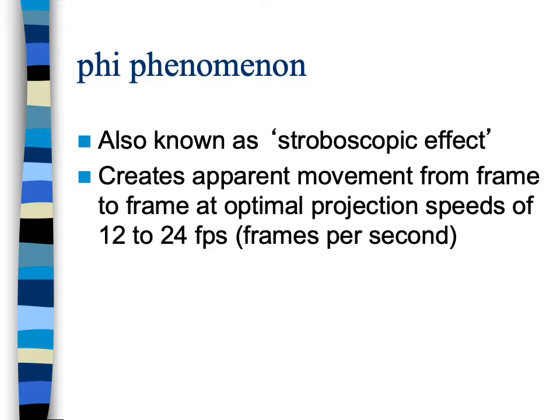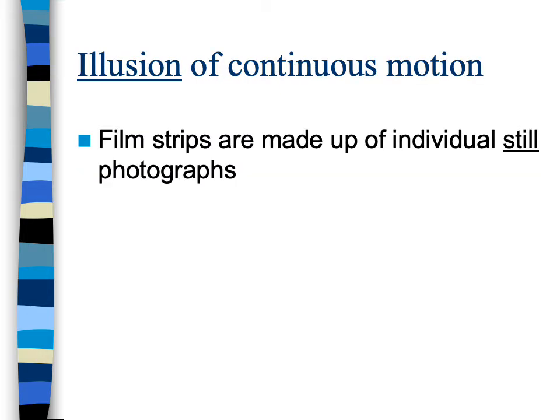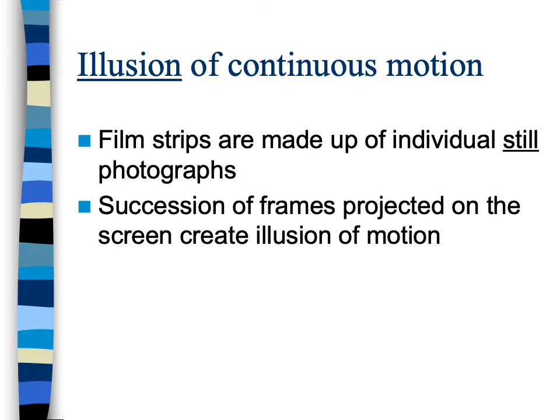Again, that creates an apparent movement from frame to frame at optimal projection speeds of 12 to 24 FPS, or frames per second. So film strips are made up of individual still photographs. It's an illusion of continuous motion that you're seeing. Okay? It's not really one flowing thing. Same with digital. Film strips are made up of individual still photographs. It's a succession of frames projected on the screen, and that creates the illusion of motion.